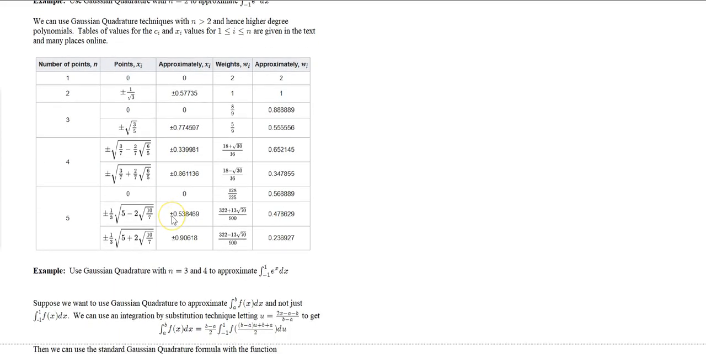So we have a table down here. So let me just put that drawing back here.